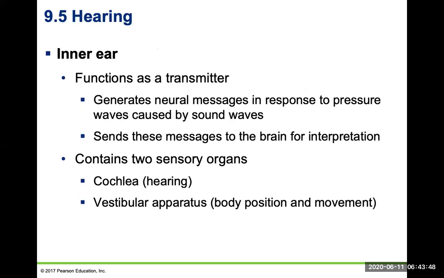The inner ear then functions as a transmitter. It generates neural messages in response to pressure waves caused by these sound waves, and then it sends these messages to the brain. It contains two sensory organs, the cochlea and the vestibular apparatus. The cochlea helps with hearing, and the vestibular apparatus helps with body position and movement.